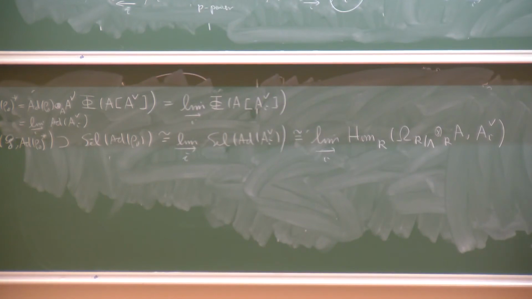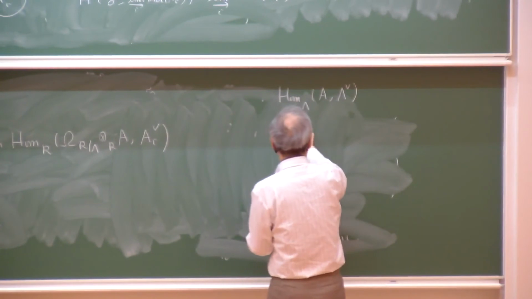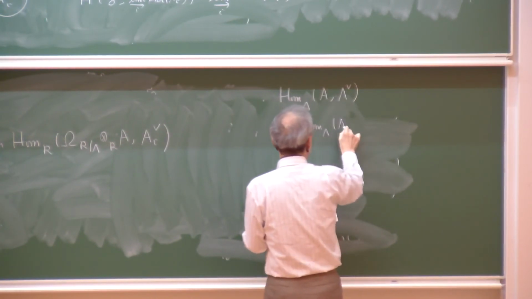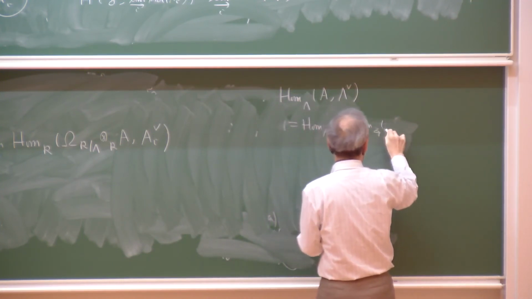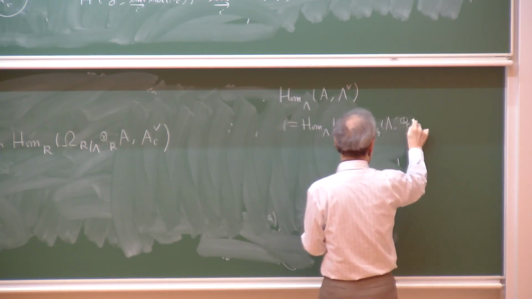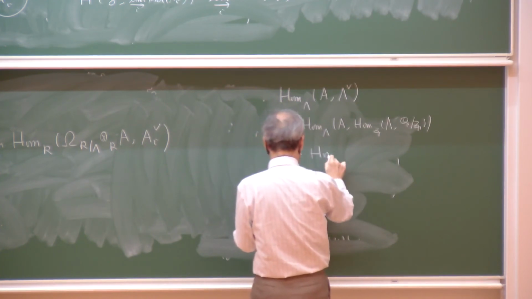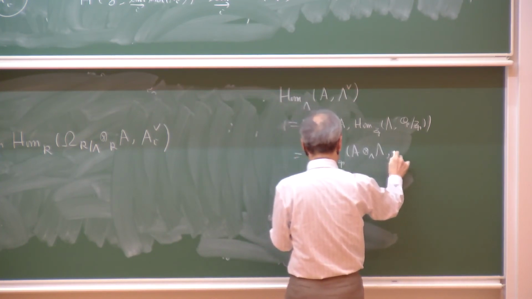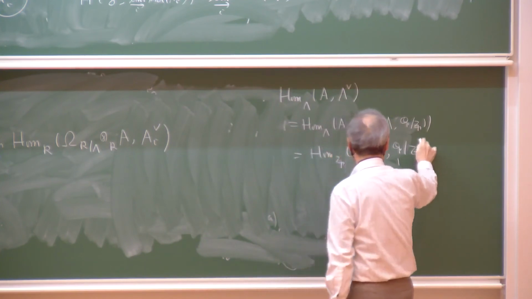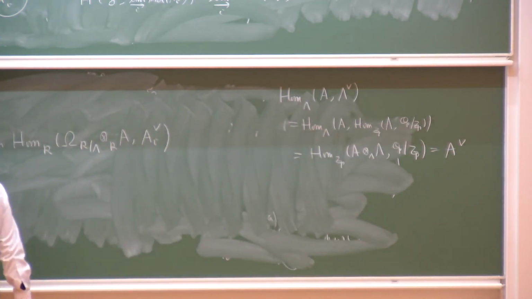Now Hom_lambda of, say, A, lambda Pontryagin dual is Hom_lambda(A, Hom_Zp(lambda, Qp/Zp)) by the adjunction formula. This is Hom_Zp(A tensor lambda, Qp/Zp). So this is A check. Okay. So that's what I need.